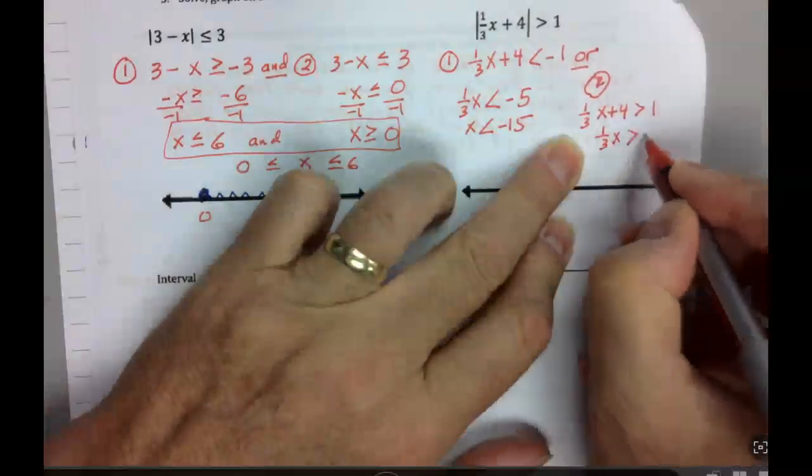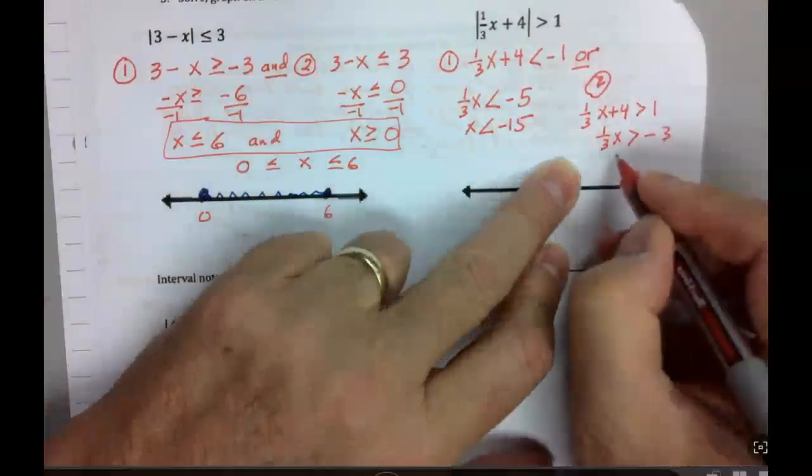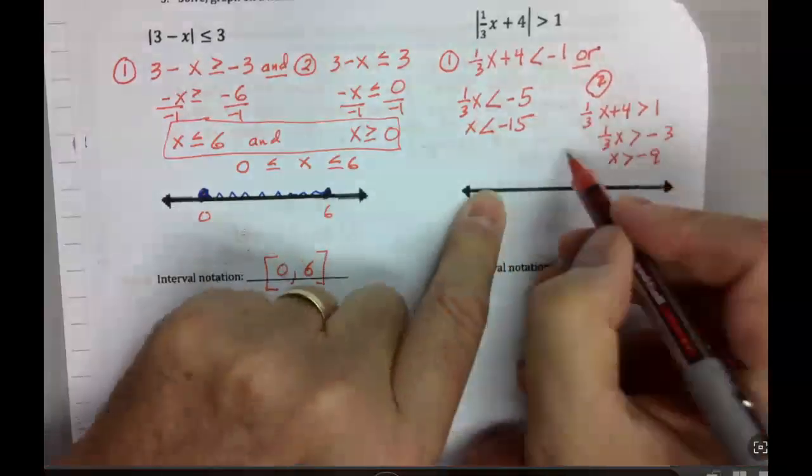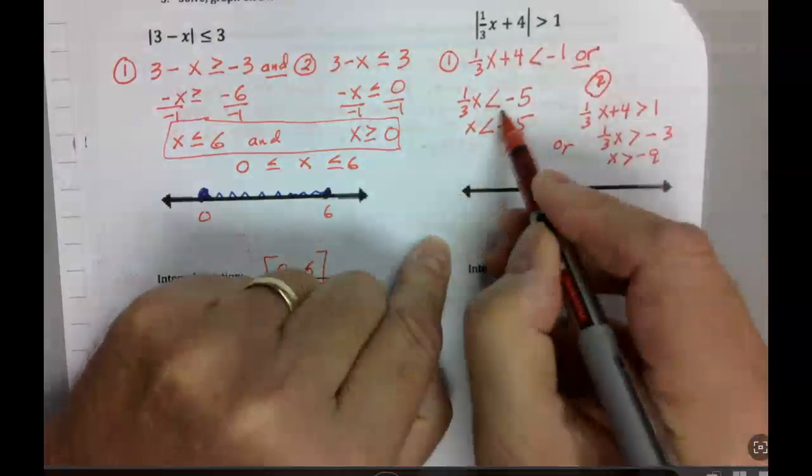This one here, subtract 4. So that gives me negative 3. Multiply both sides by the reciprocal, which is 3. So I get negative 9. This is an OR problem. This is your solution.